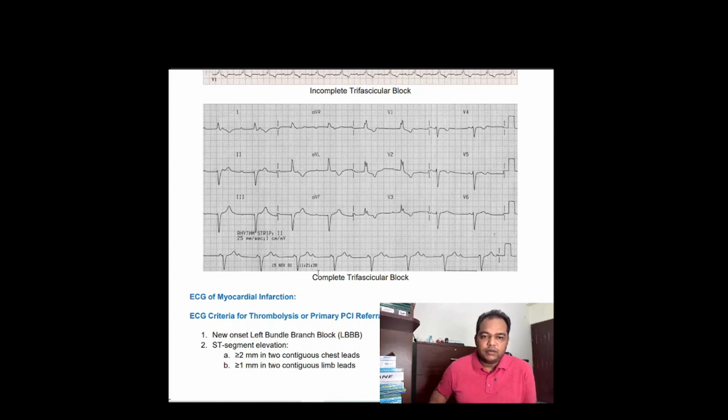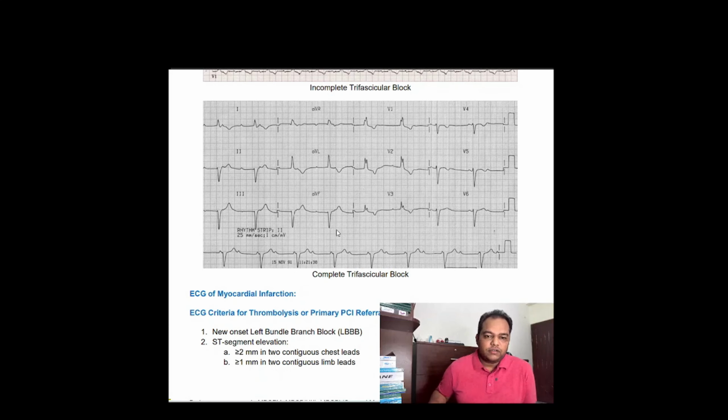In this rhythm, you can appreciate complete heart block. That means the P interval is constant, and the RR interval is also constant, but the PR interval is variable. That means there is no association between the P waves and the QRS complexes. So it is called complete heart block. So what is the combination of these findings? There is RBBB, LAD, and complete heart block. So this is complete trifascicular block.